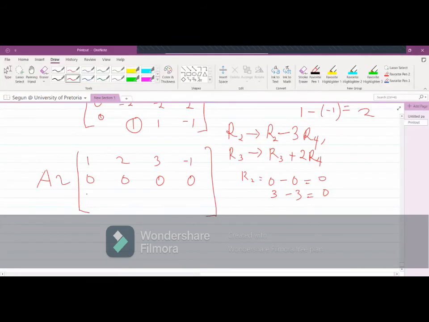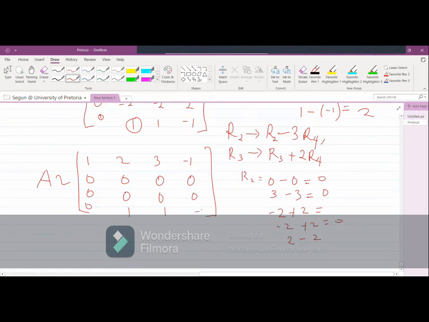So the third row will be what? 0, because when you add 4 plus 3, 0 plus 0, 0. Then the next one will be minus 2 plus 2, what? 0. The next one will be minus 2 again, plus 2, 0. The last one will be plus 2 minus 2, 0. Remain the 1: 0, 1, 1, minus 1.